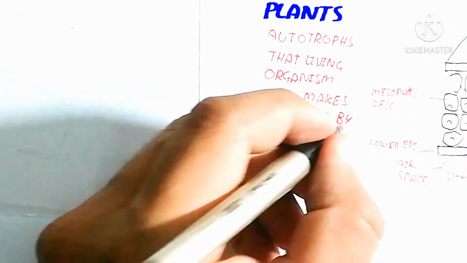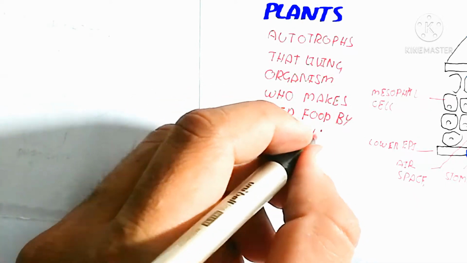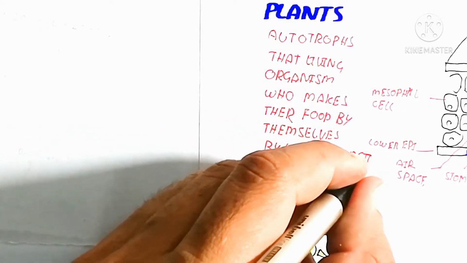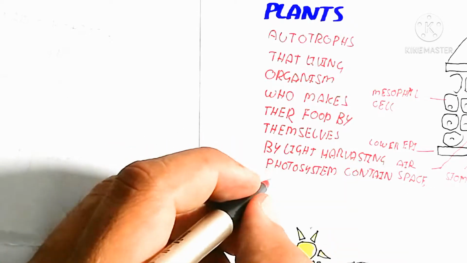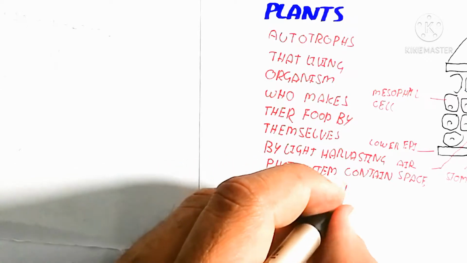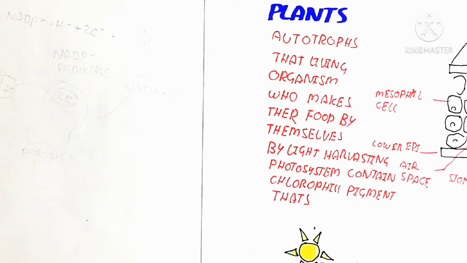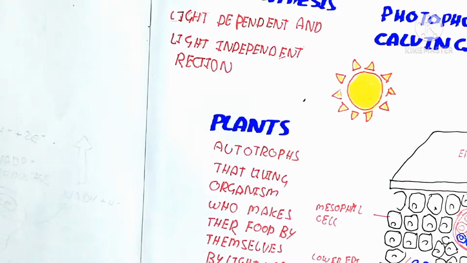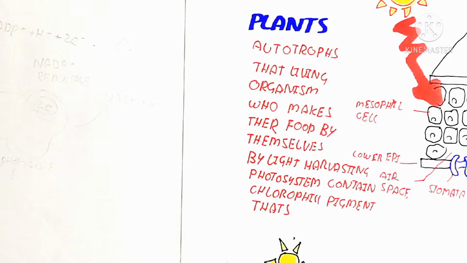First of all, I want to say that the plant is an autotroph, a living organism that makes its food by itself by light harvesting, and the photosystem contains chlorophyll pigments. Autotroph means it produces energy itself using light. On the other hand, heterotrophs, which are animals, consume food from autotrophs. Auto means self, hetero means different or another. So here is the light which is used for it.